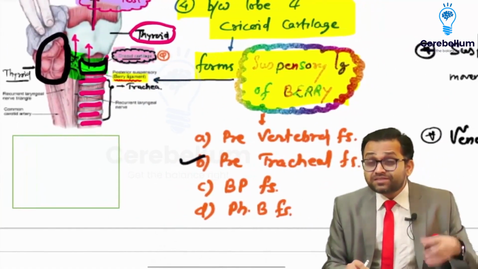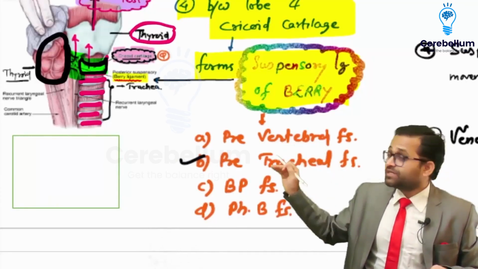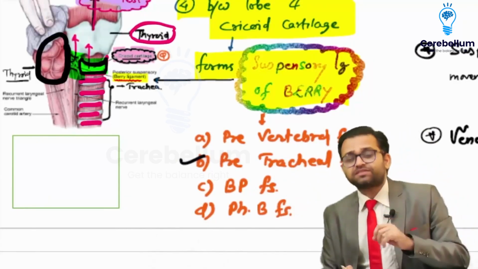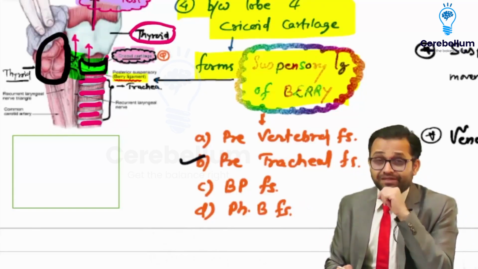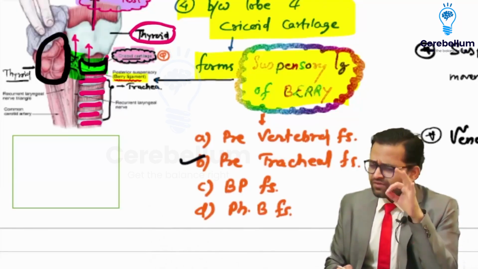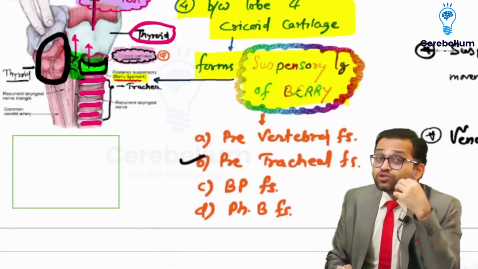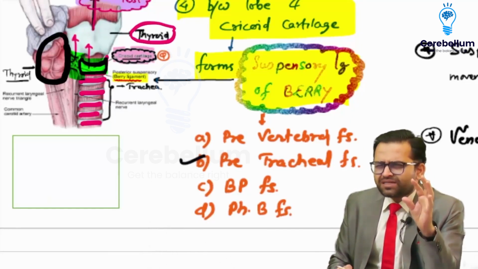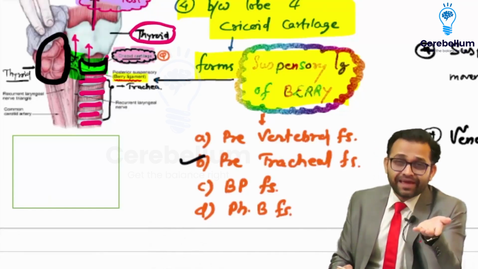Remember this MCQ: the suspensory ligament of Berry is a modification of which fascia? Four options: prevertebral fascia, pretracheal fascia, buccopharyngeal fascia, pharyngobasilar fascia. Use common sense. This thyroid gland is located in front of our trachea. Okay, it is located in front of the trachea. Now what you have to remember? If it is in front of the trachea, the suspensory ligament of Berry, which is attached between the cricoid cartilage and the thyroid gland, is a modification of what?